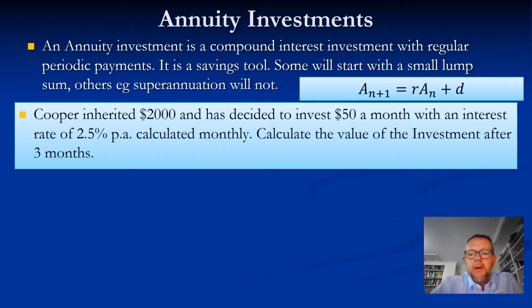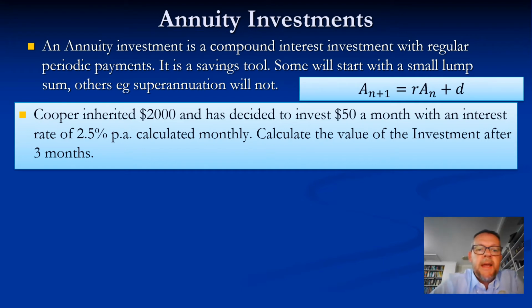Okay, however, when we take out an investment in an annuity, sometimes we just start off with a smaller sum of money. So we use this as a savings tool, for example, going on holidays. Now, superannuation is a good example of this annuity investment. It starts with a small lump sum, but your superannuation will not, of course, because when you start on day one, you're starting with $0, and then you will be putting into your superannuation each week.